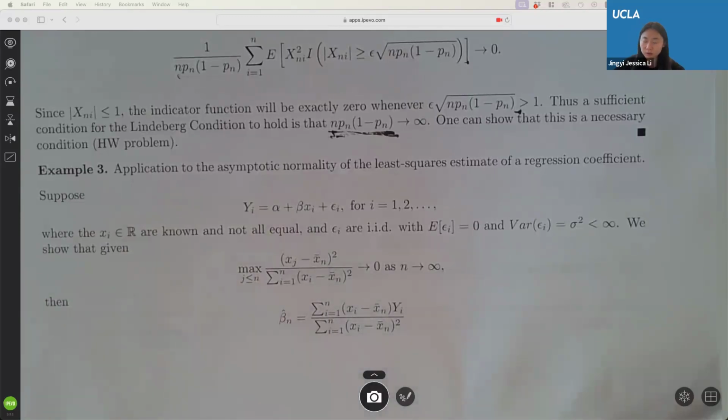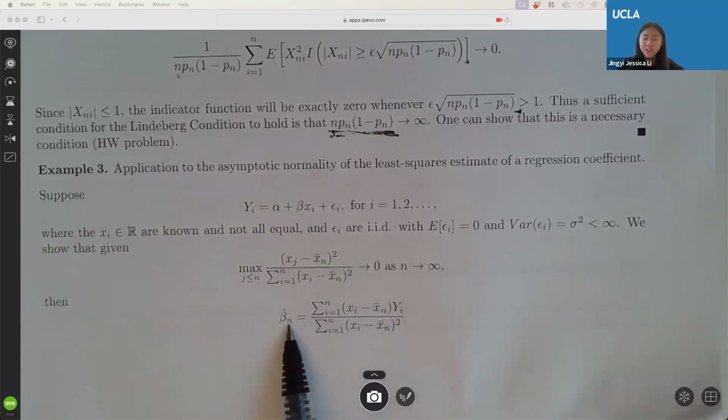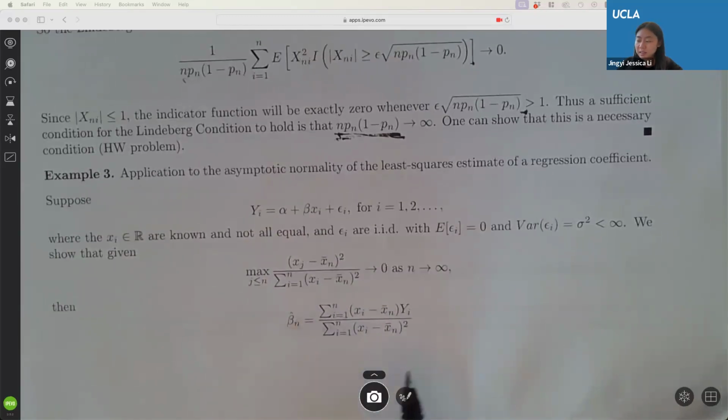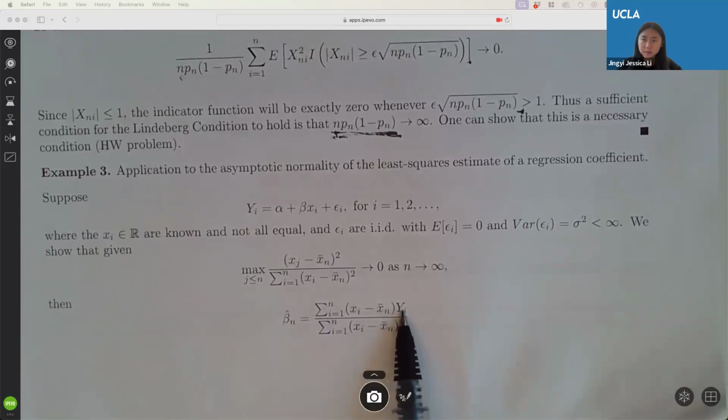This is more important because, I remember in 205, we gave you the asymptotic result directly. We didn't prove that. But now you can see that to prove it, you can just use the Lindeberg-Feller theorem. So in this case, beta n hat can be considered as a weighted sum of yi, but your weights are different for different i.